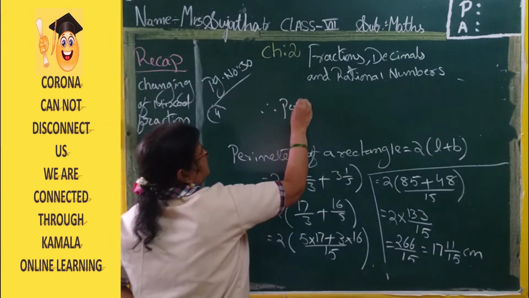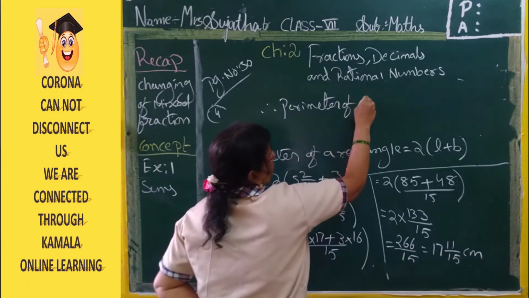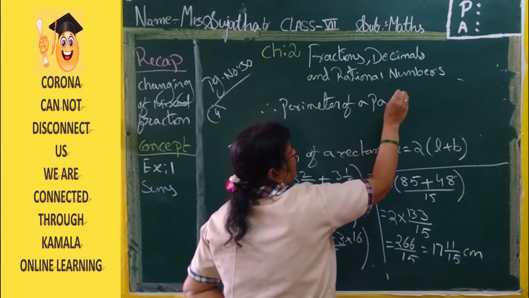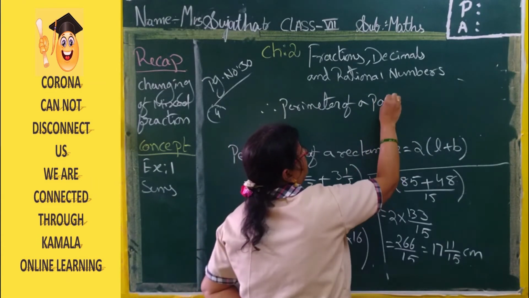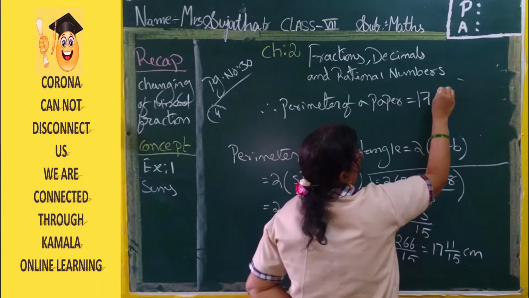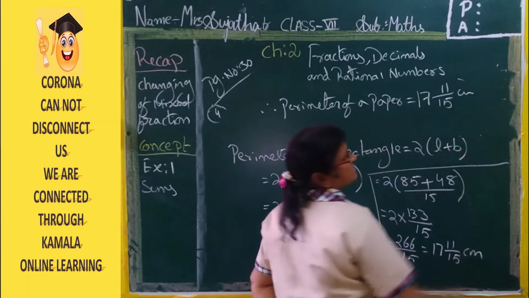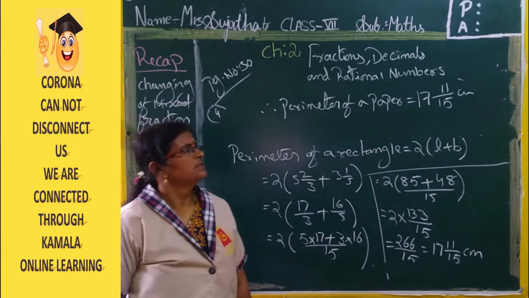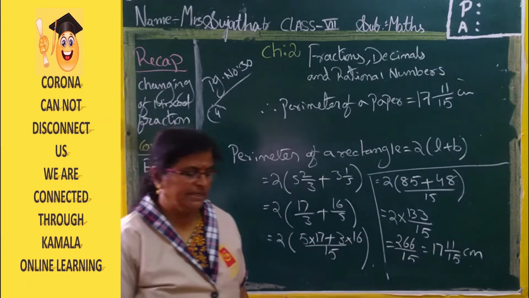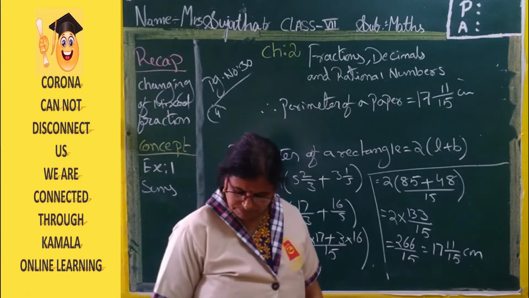Therefore, the perimeter of a paper or rectangular sheet, whatever it will be, you can write, no problem, is equal to 17 11 by 15 centimeters. Okay, so 17 11 by 15 centimeters is the perimeter of a paper. Okay, ma'am?